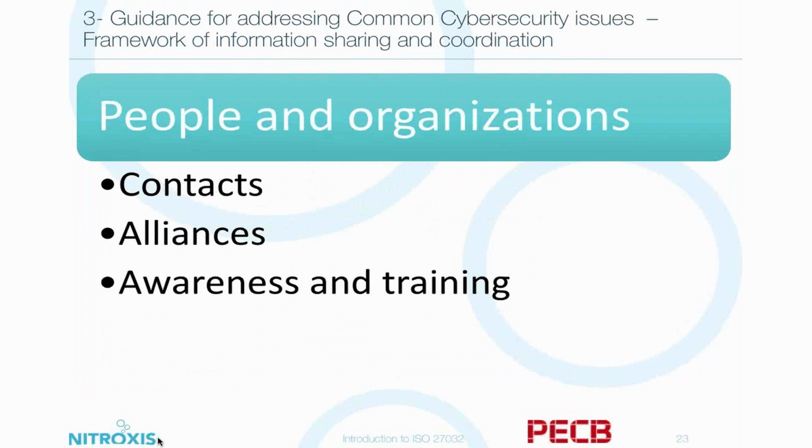Yes, again, awareness and training for the people in the organization. People in the organization should be made aware of emerging and new cybersecurity risks and trained so that they can develop the required skills and expertise to respond effectively to any situation related to cybersecurity.